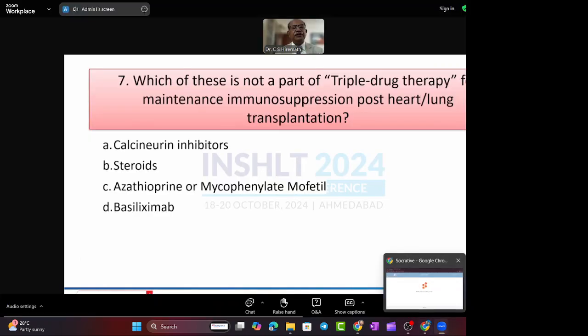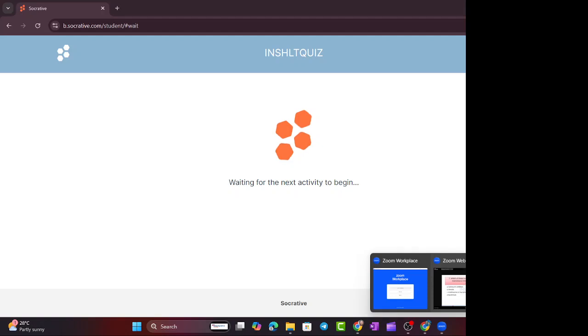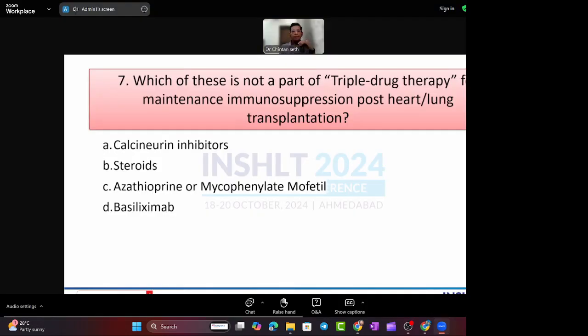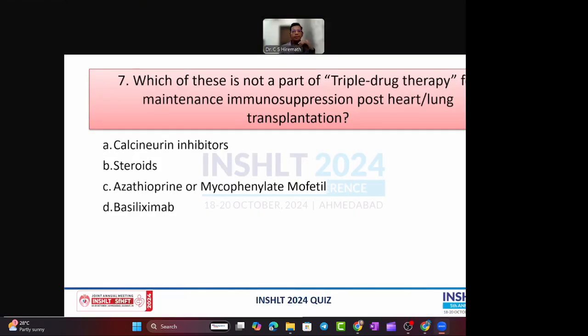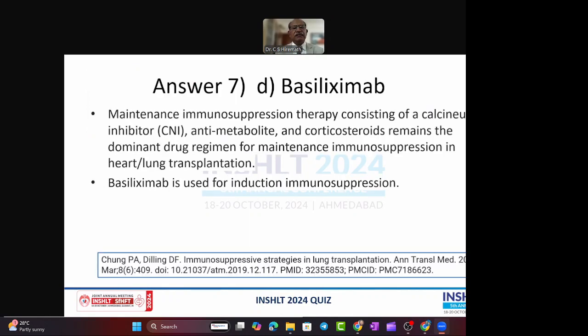Next slide, please. Which of these is not a part of triple drug therapy for maintenance immunosuppression post heart and lung transplantation? And the answer is basiliximab. Dr. Chitan Chettis: The answer is D, basiliximab.